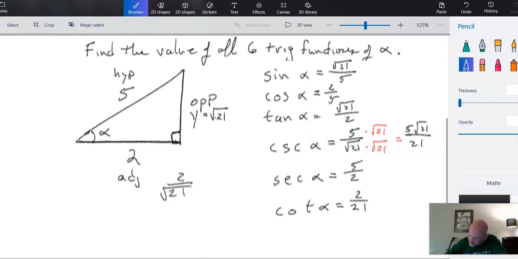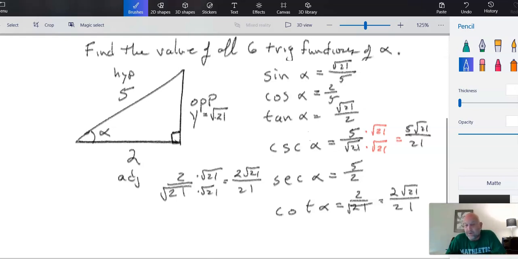Square root of 21, excuse me. If I multiply by root 21 on top and bottom, I get 2 root 21 over 21, and nothing reduces, so we're good. So this is 2 root 21 over 21.